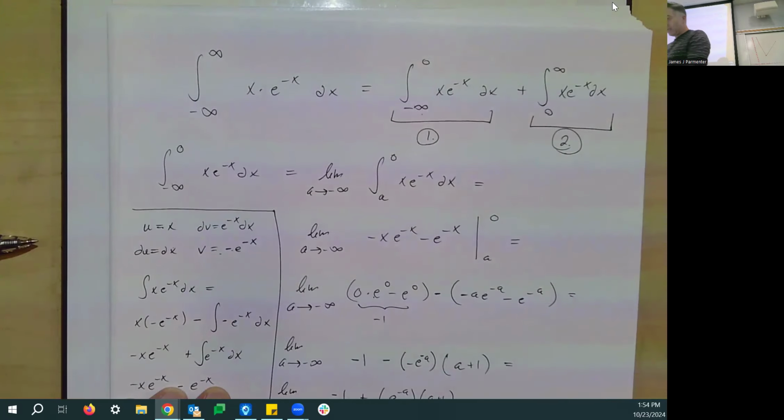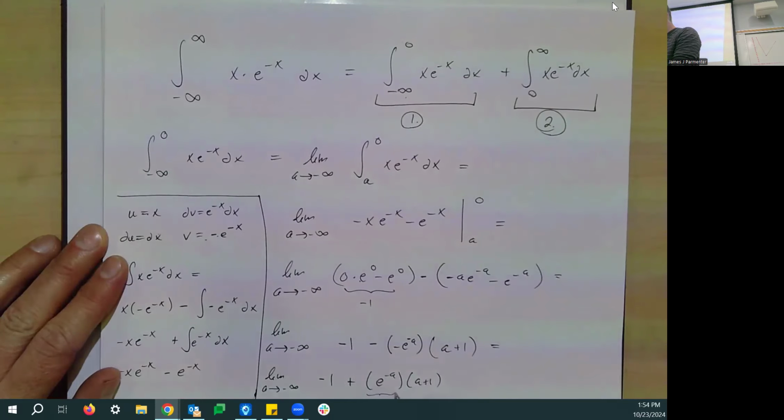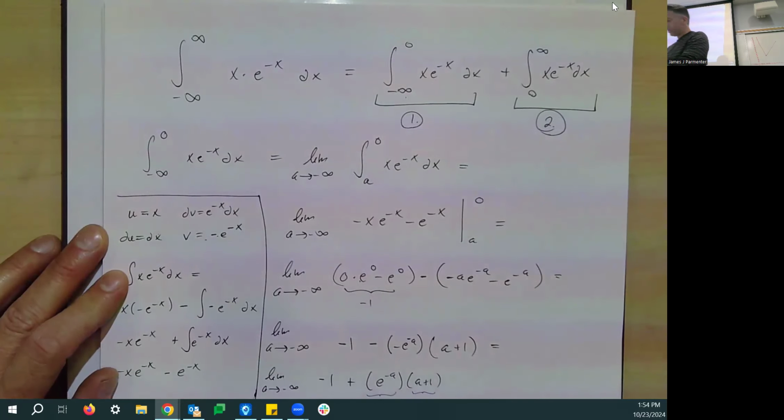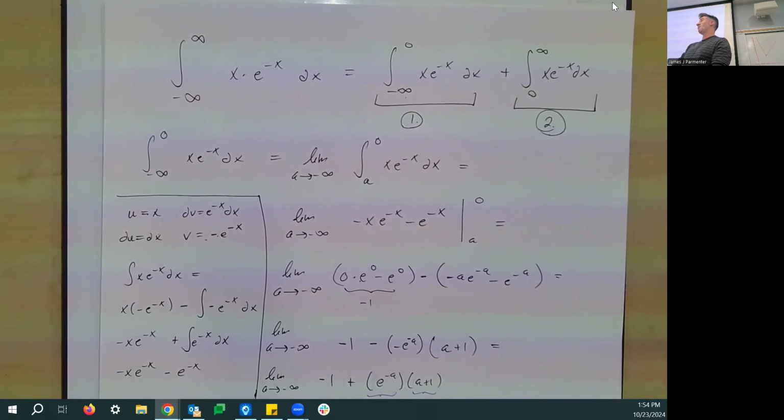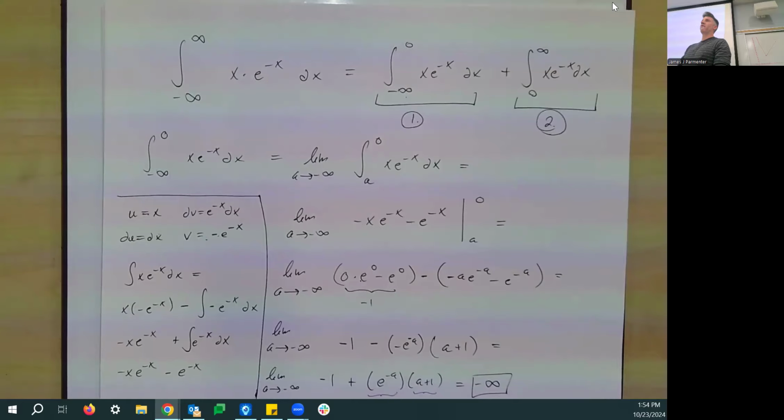E to the negative a, well, since a is going to negative infinity, I have e to the positive infinity, which is infinitely large. And a plus 1 is negatively infinitely large. And a really big number times a really big negative number is a really big negative number. So this is negative infinity. So the whole thing diverges.